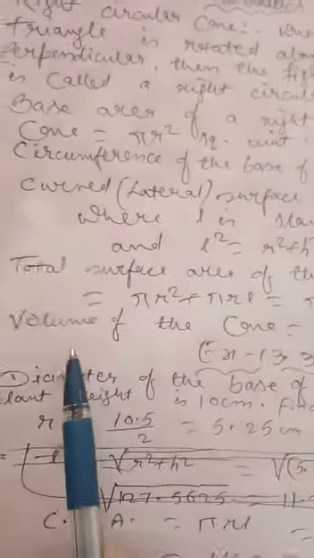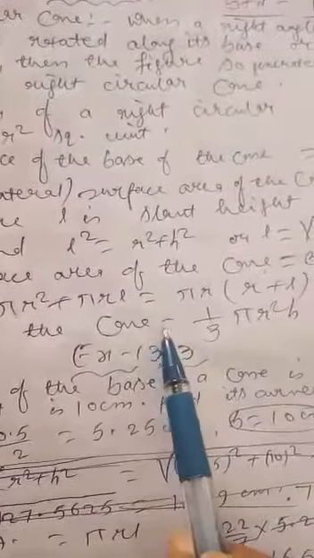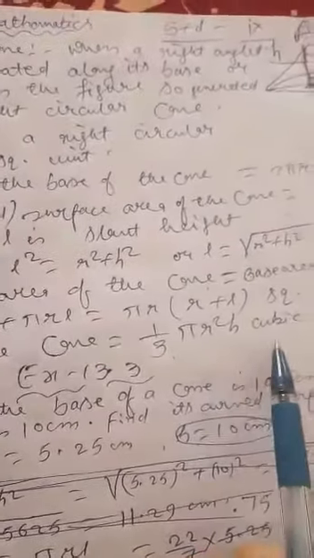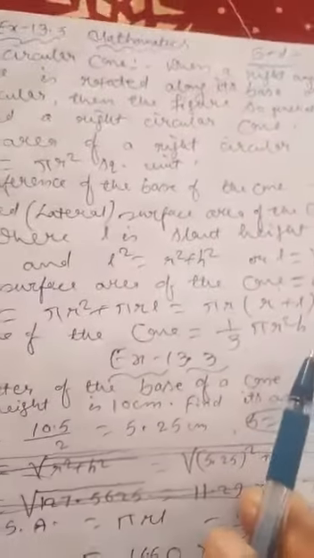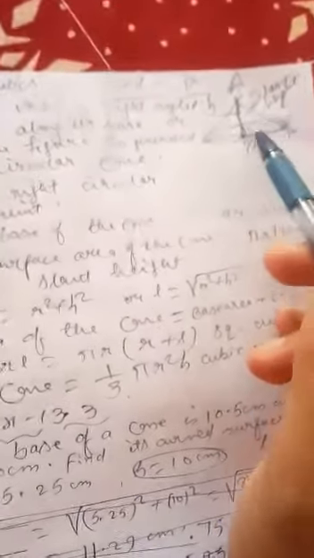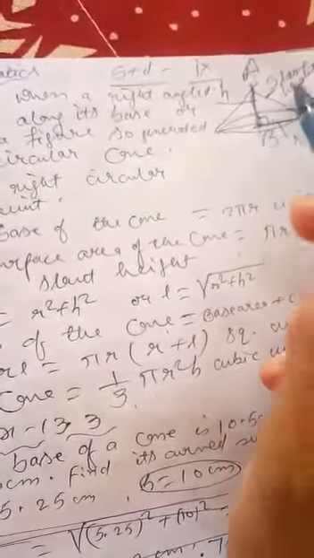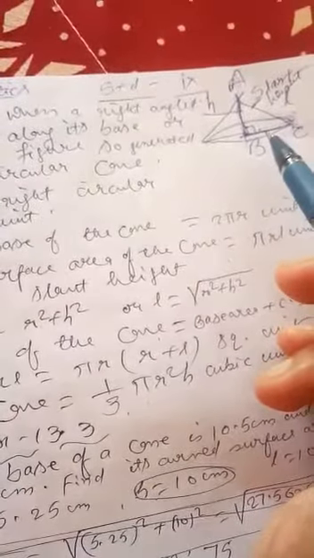Dear students, volume of the cone is equal to 1 by 3 pi r square h cubic unit. Now I would like to guide you through a few questions, so you will keep all these formulas in your mind. That is base area pi r square, circumference of base 2 pi r, curved surface area pi r L, where L is equal to under root h square plus r square. Total surface area is equal to pi r into r plus L.